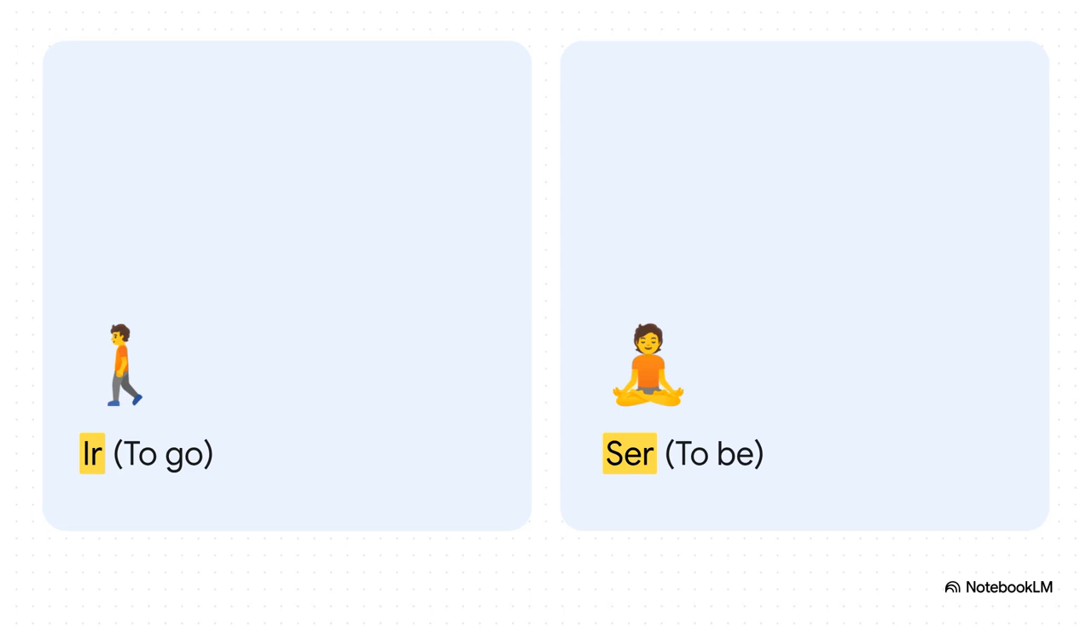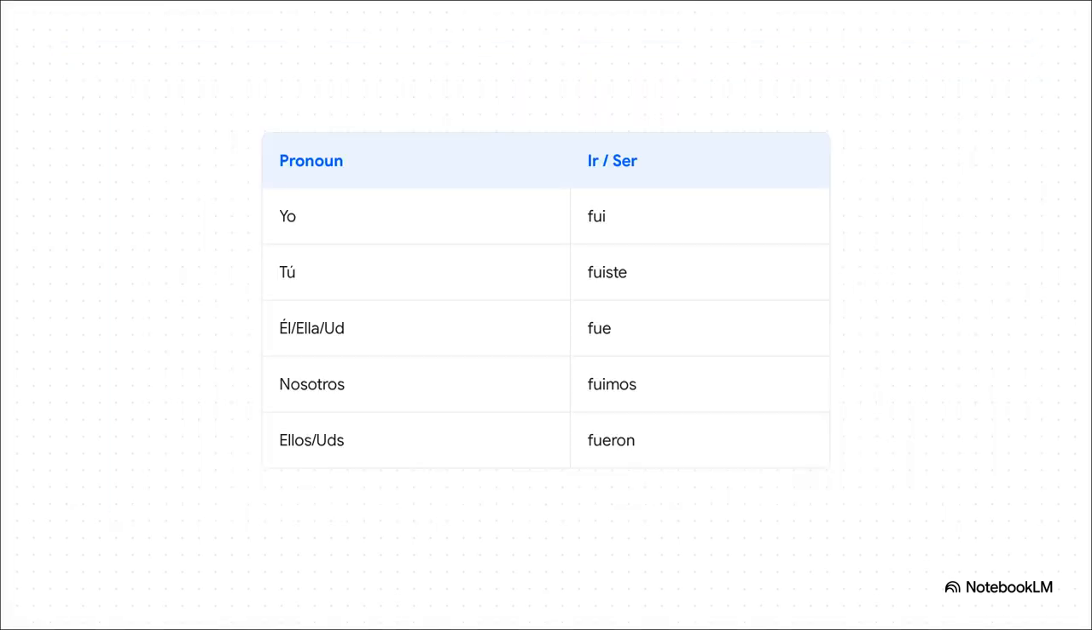To go implies movement, right? To be implies existence. They literally have nothing in common in English. But in Spanish, through a very strange twist of linguistic history, they end up sharing the exact same conjugation in the past tense. They are literal identical twins. It's honestly a little mind-blowing when you lay it all out.